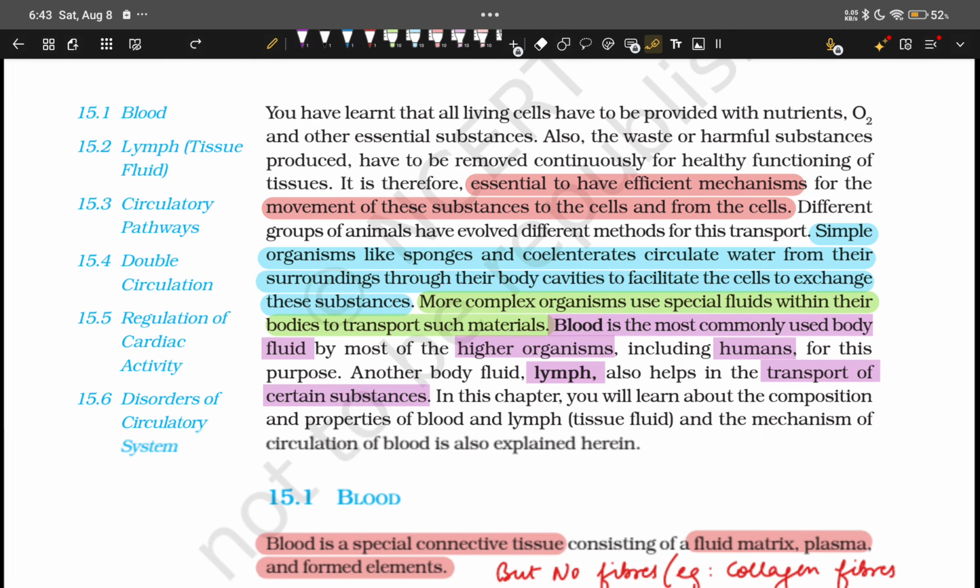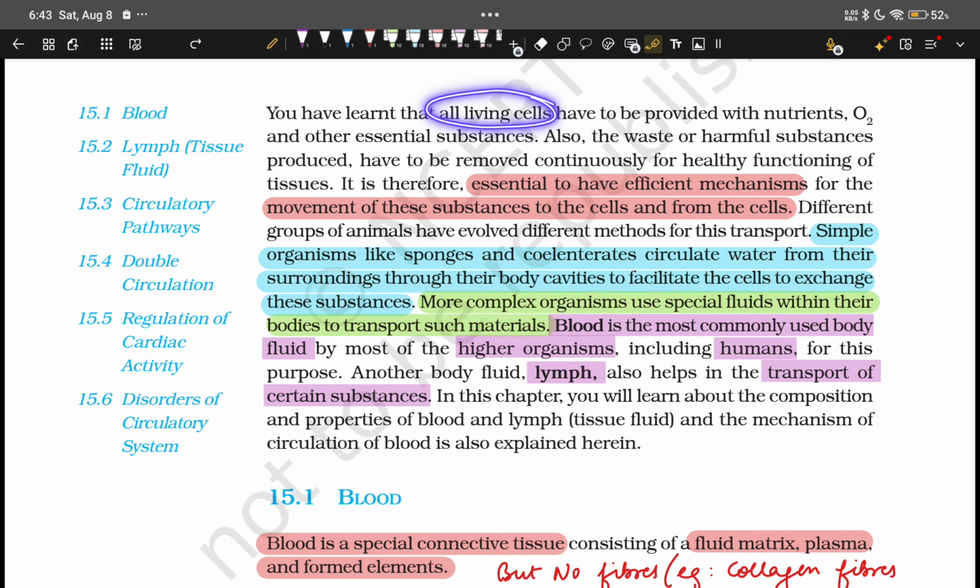So let's begin. We all know that every living organism, all the living cells have to be provided with nutrients, oxygen and essential substances, and waste and harmful substances have to be removed continuously for healthy functioning. If toxic waste or harmful substances are accumulated inside our body, then they will cause a lot of problems, a lot of disease in our body, right?